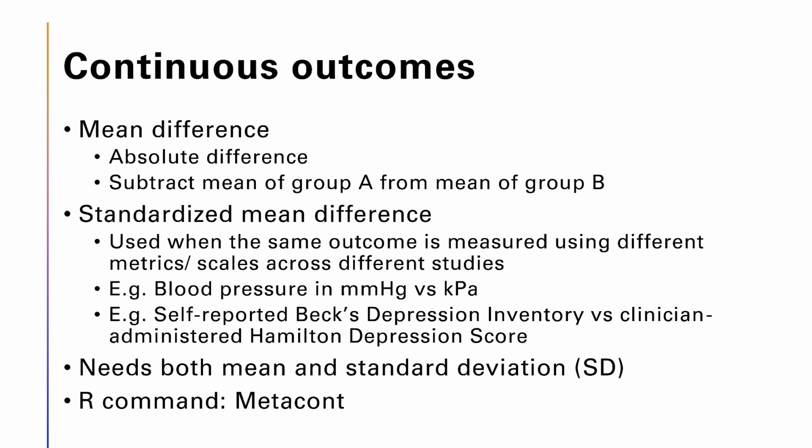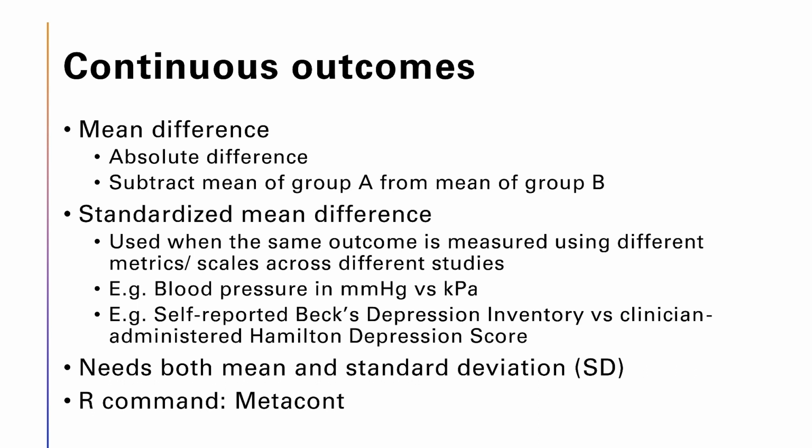Next, we'll move on to continuous outcome. Continuous outcomes refer to variables that can take on any value within a certain range, such as age, weight, blood pressure, or scores. These can be used to calculate mean difference or standardized mean difference.